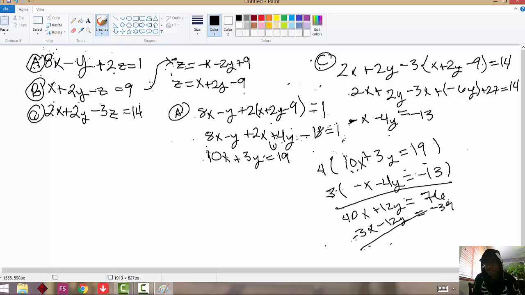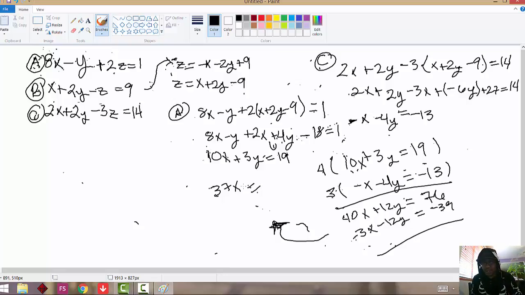And we're going to add these two equations together. So we're going to have 37x, the plus 12y and negative 12y cancel each other out. And so that's going to make it equal, and 76 minus 39 should be 37.